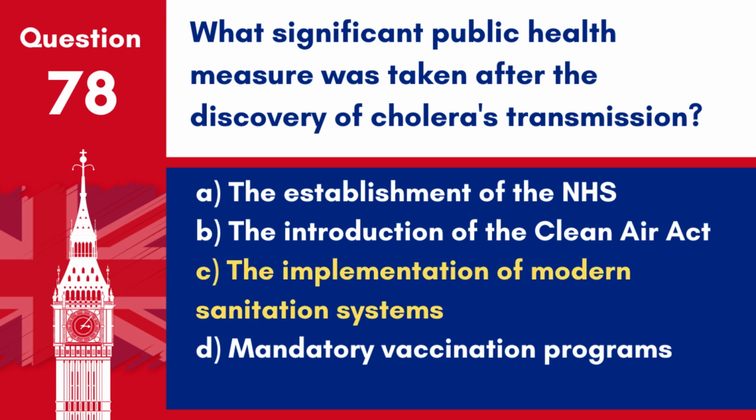Answer: C. The implementation of modern sanitation systems. Following the discovery by John Snow that cholera was waterborne, significant public health measures, including the development of modern sanitation and water systems, were implemented to prevent the spread of the disease.